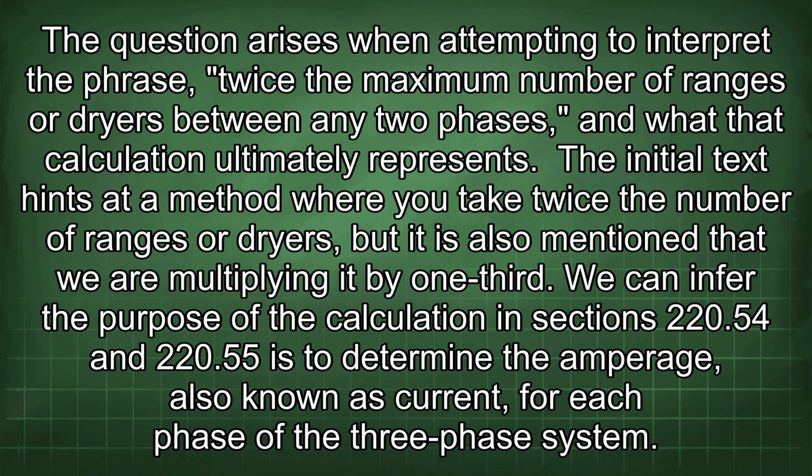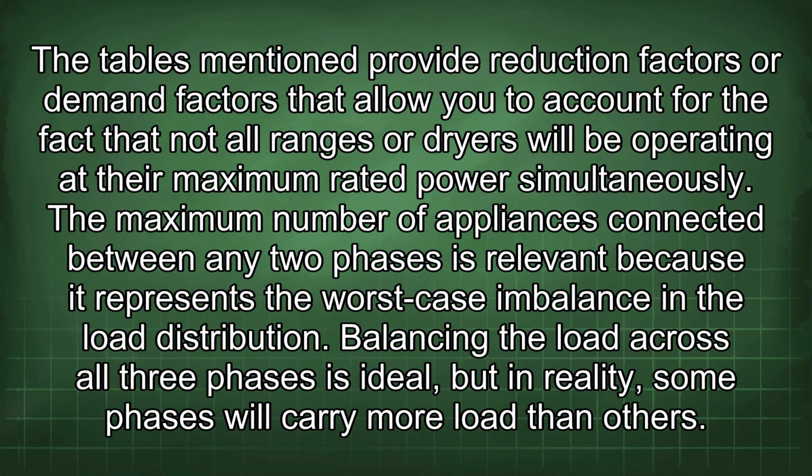We can infer the purpose of the calculation in sections 220.54 and 220.55 as to determine the amperage, also known as current, for each phase of the three-phase system. The tables mentioned provide reduction factors or demand factors that allow you to account for the fact that not all ranges or dryers will be operating at their maximum rated power simultaneously.